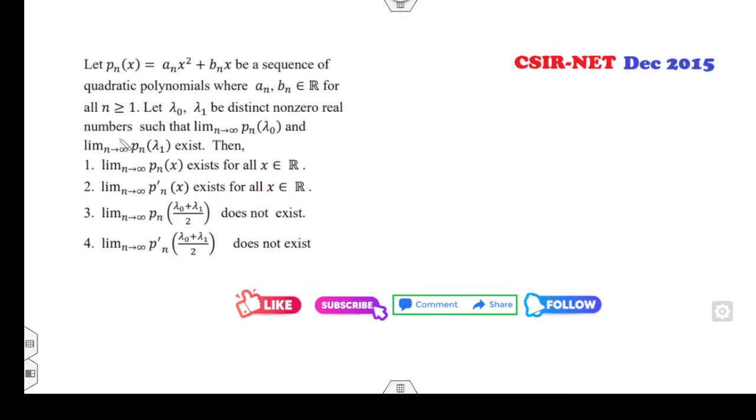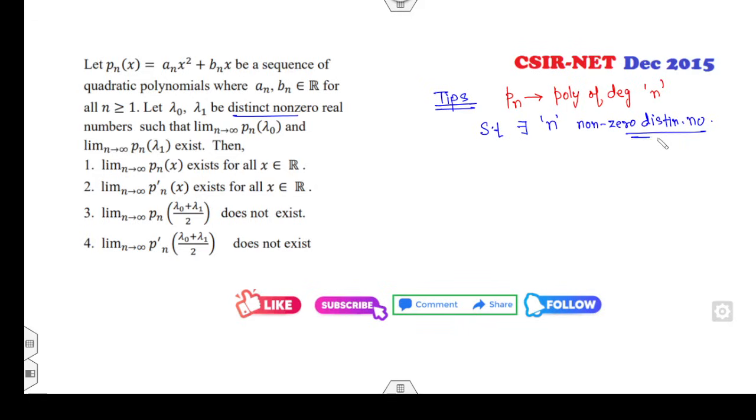Okay, look at the next one. If p is a polynomial with distinct non-zero roots. So look at the shortcut trick. If P_n is a polynomial of degree n, fine, such that there exist n non-zero distinct roots. No, not roots, distinct numbers. Then you can say P of n and the derivatives at these distinct numbers exist.